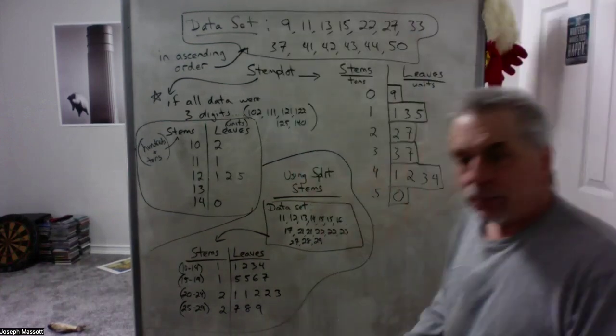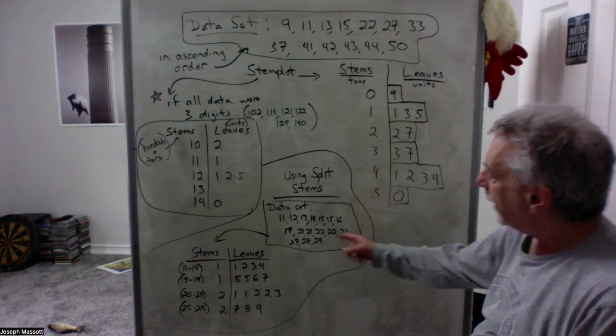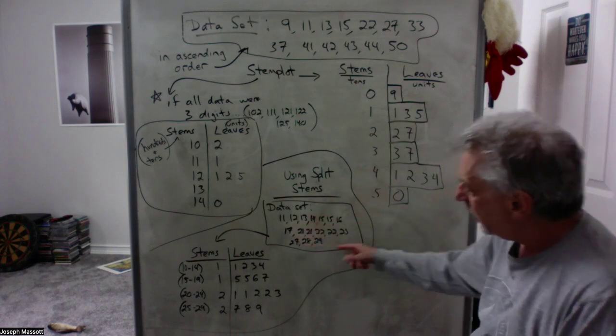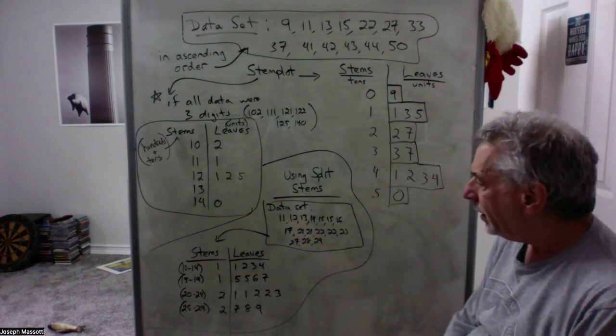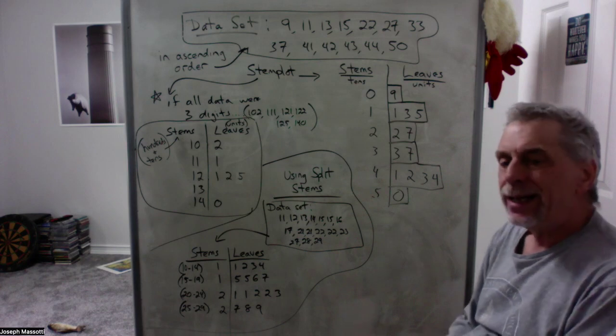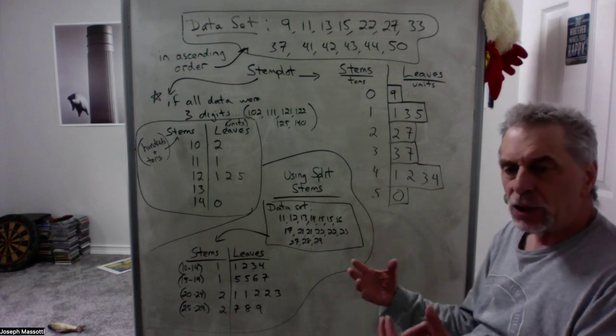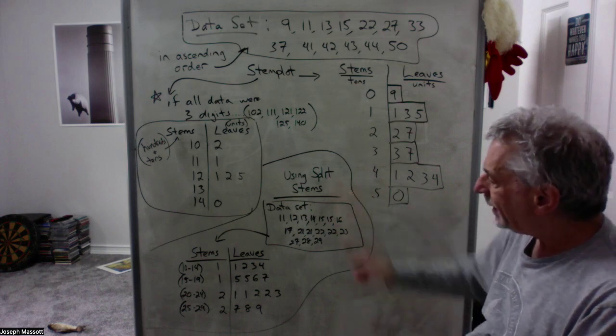So one last thing on stem and leaf plots. Once in a while, if you have a data set that looks something like this, where all the values are between 11 and 29, so if we just use 1 and 2 as the stems, we're not going to get a lot of information about how spread out the data is. So sometimes we use something called split stems.